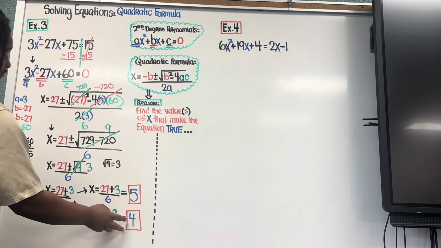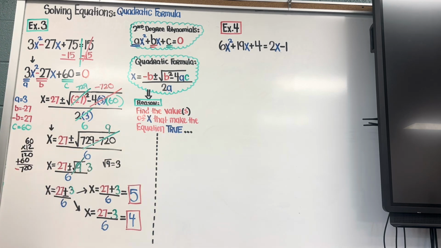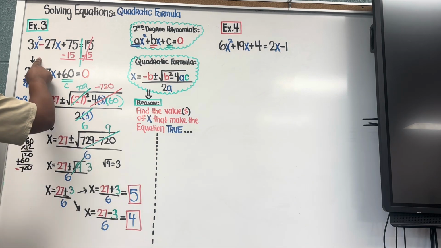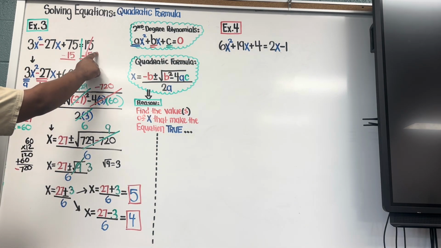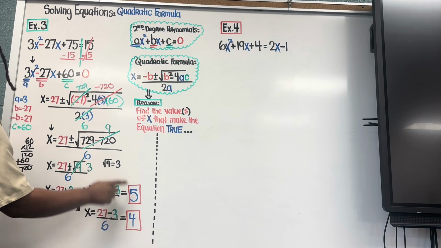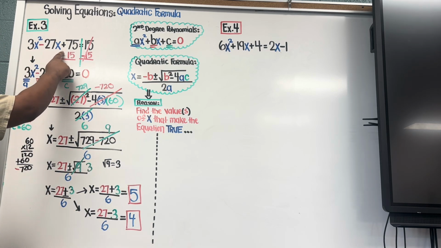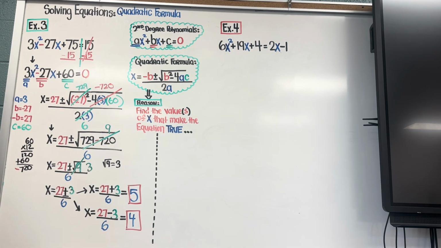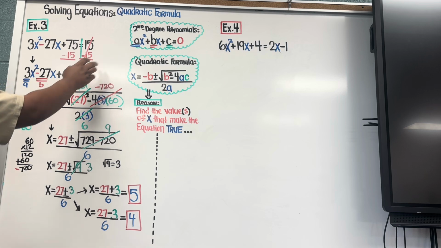X could be both of these values. Any one of these values, x could be in order to make this equation true. So if we plugged in 5 as x, all of this would be true, and it will equal 15. And if we plugged in 4 as x, all of this will be true, and it will equal 15. Okay? So those are the two values that x could be in order to make this whole equation true.